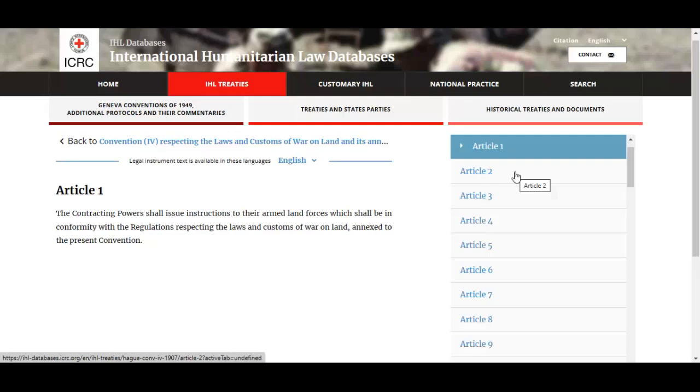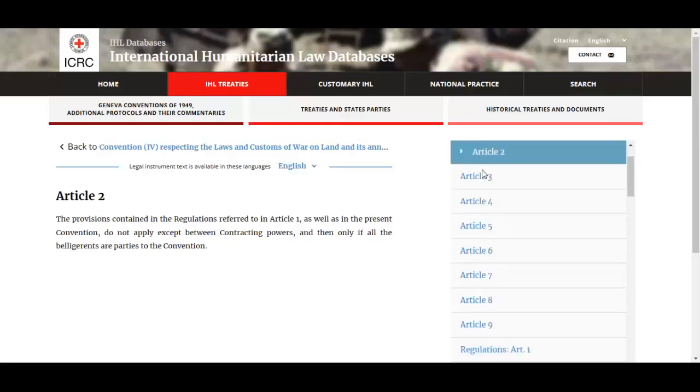So the contracting parties, are these the bankers? The high contracting parties? I don't know. They'll issue instructions to their armed land forces, which shall be in conformity with the regulations set out, which is annexed after all these articles. They shall follow what's to follow.